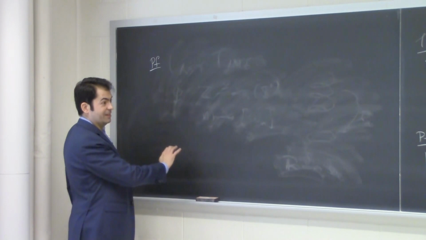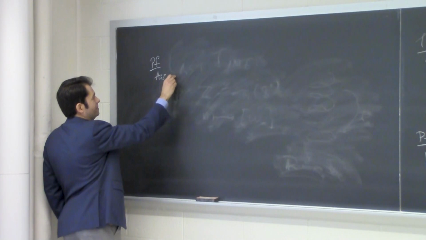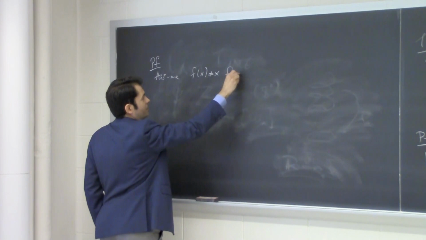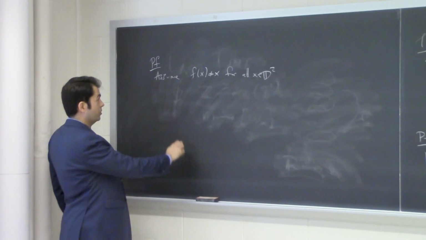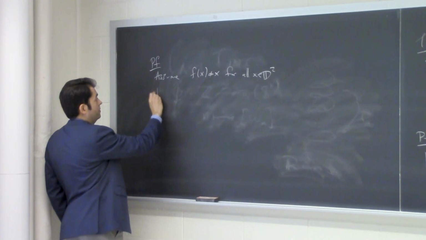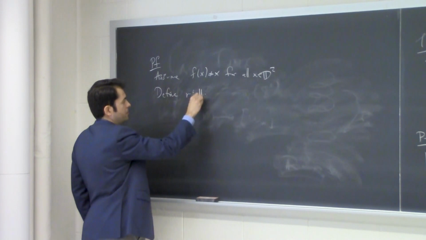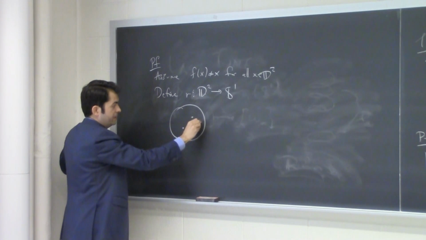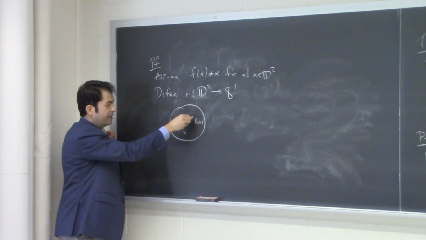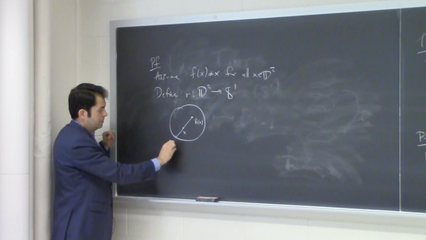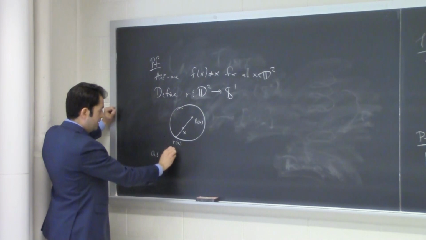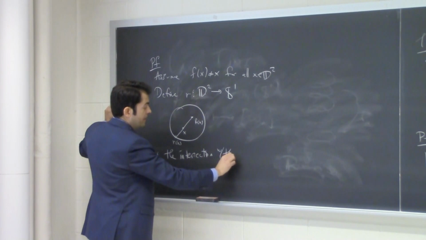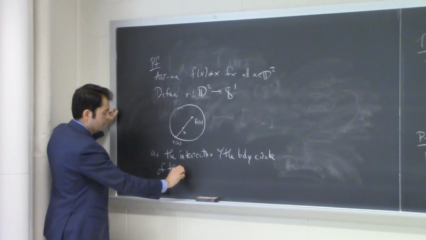So assume that this doesn't happen. Assume f of x is different from x for all x in D2. Okay, so we're going to construct a map, define R from the disk to S1. So here's the picture. You have a point x, you hit it with f, and you land somewhere different necessarily, right? So you're going to look at the ray that begins at f of x, goes through x, and then hits the circle, and call that point R of x. Right? So define R of x as the intersection with the boundary circle of the ray from f of x through x.